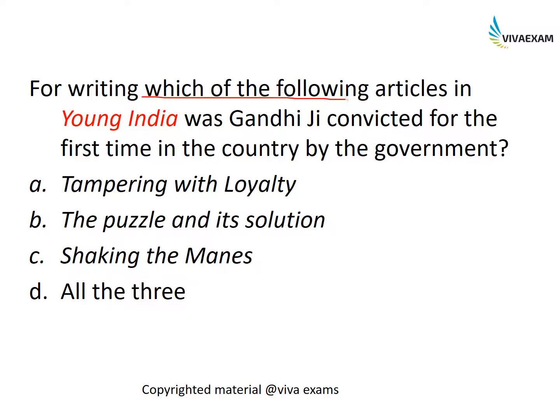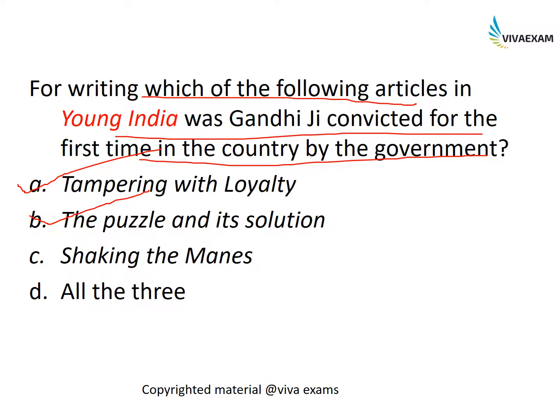For writing which of the following articles in Young India was Gandhiji convicted for the first time in the country? Tampering with loyalty, yes. Puzzle and its solution, yes. Shaking the mains, yes. All three. So this needs to be remembered: tampering with loyalty, puzzle and its solution, shaking the mains.